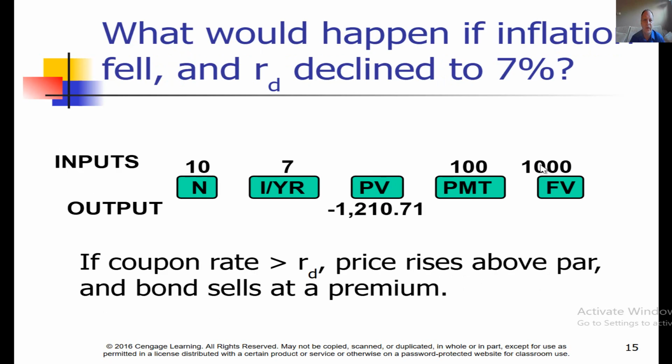What about if inflation fell and the required rate of interest in the market declined to 7%? Now, of course, our bond will trade at a premium above 1,000. Again, with the financial calculator, 10 N, 7 I, 100 payment, 1,000 FV, compute PV, and get minus 1,210.71. As shown in other videos, you can also do this on Excel.